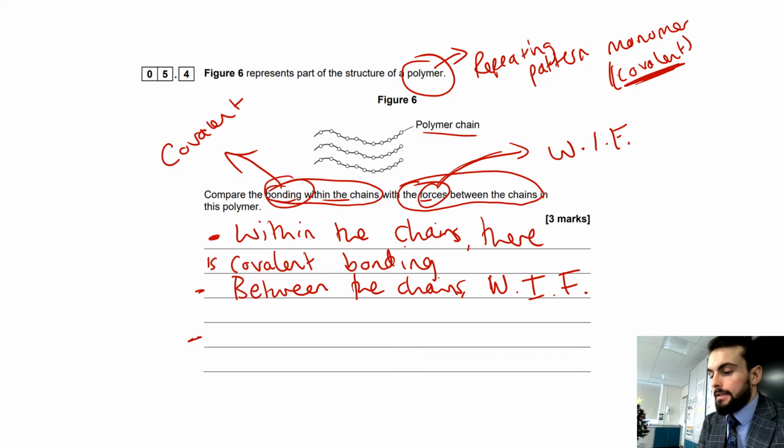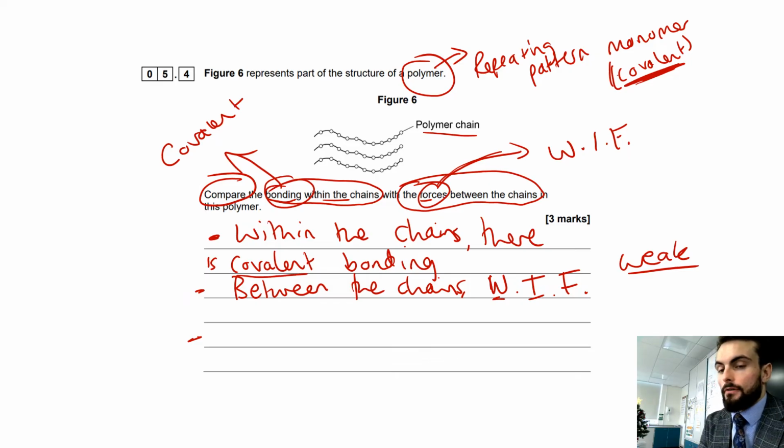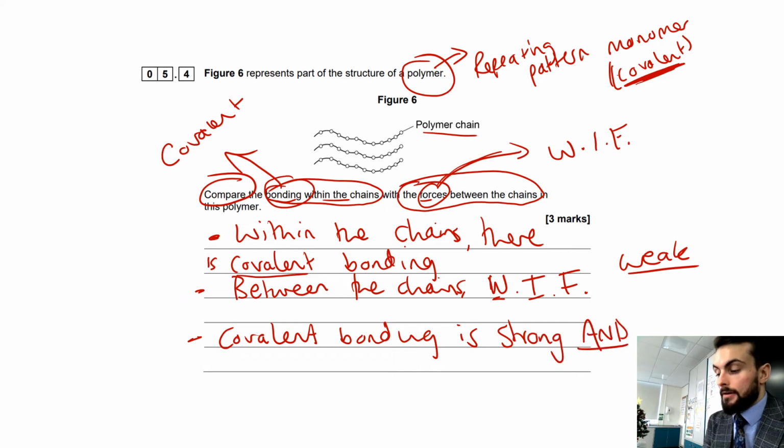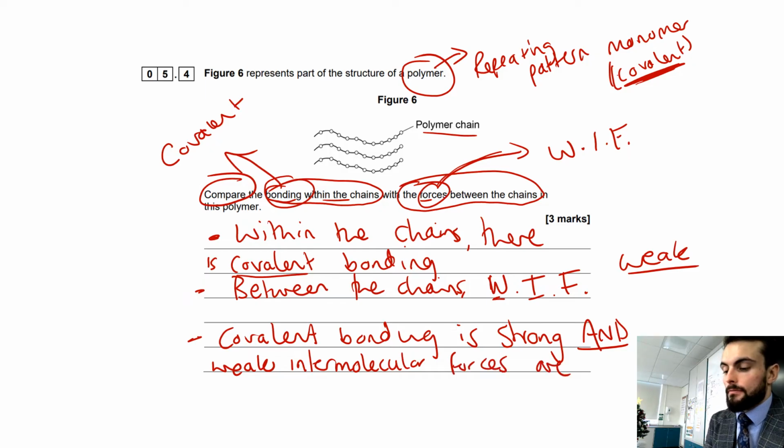And then the final mark for that is you are comparing the two. So what's the difference between the two? Well, weak intermolecular forces, the hint is in the word weak, and you should hopefully know that any type of bonding, especially covalent, is very strong. So all you need to say for the last one is covalent bonding is strong, and to get the mark, weak intermolecular forces are not. You have to put both to get that last mark because you're comparing the two, so you've got to make reference to both of them.